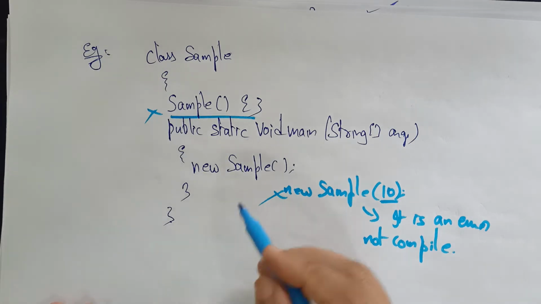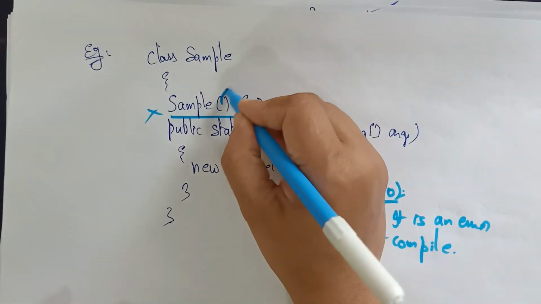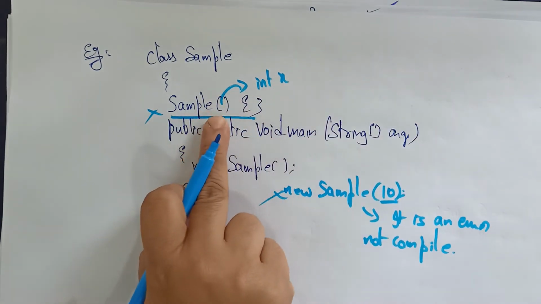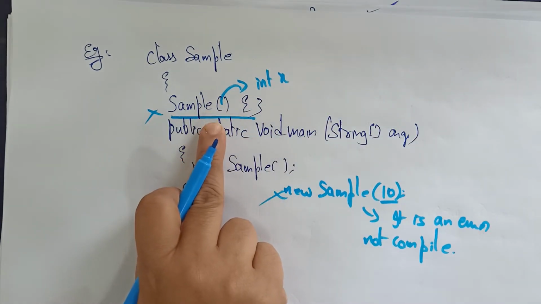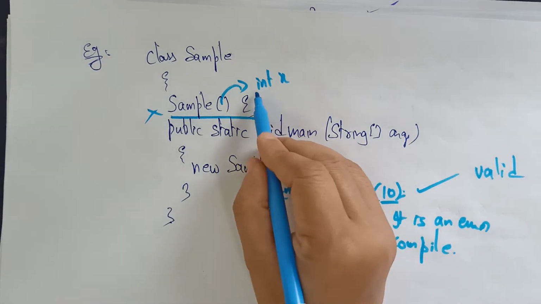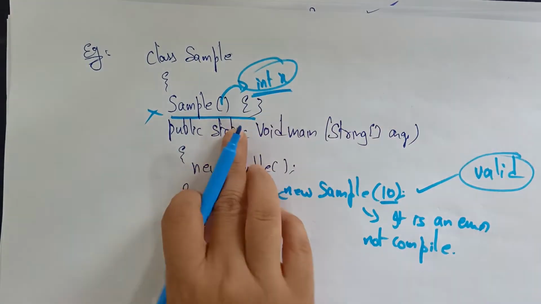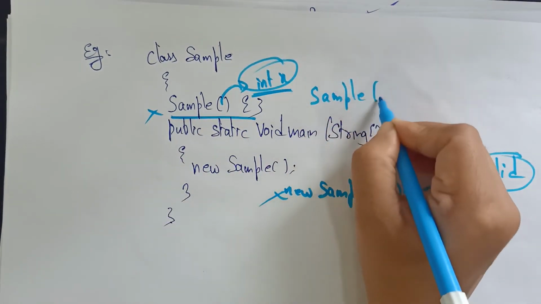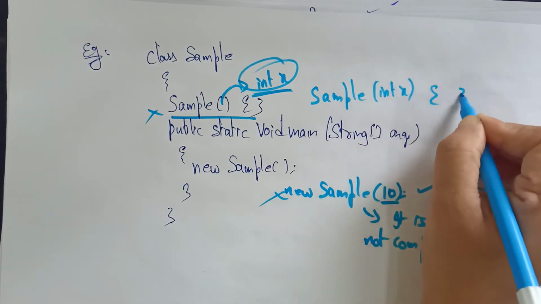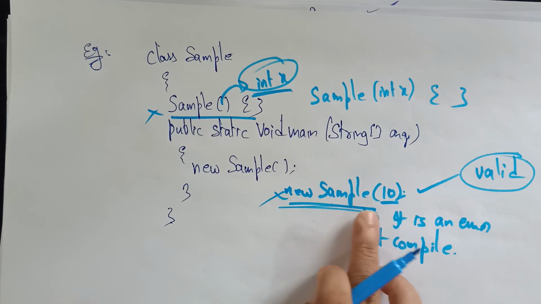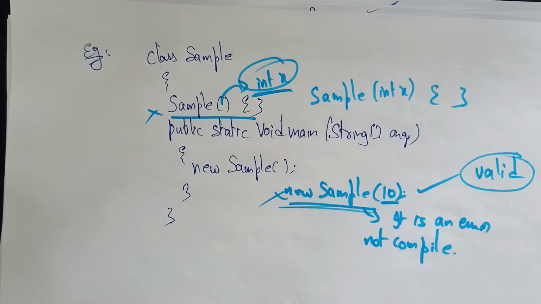Suppose here you write Sample, and within that you write int x, then it is valid. These two are valid. Suppose here you write Sample(int x), then in the main you write new Sample(10), then that is valid. Okay, so note this point.